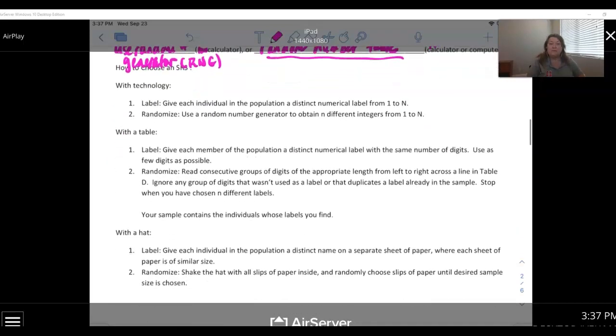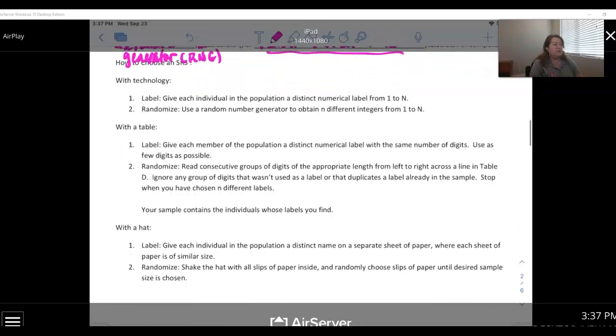So we want to be able to explain it. So here's the ways we explain it. If we're using technology, we want to give each individual in the population a distinct number, labeled from 1 to whatever. So if we had 2,000 10-year-olds in the United States, we would want to number them from 1 to 2,000. Then we want to do some kind of randomization where I randomly pick 100 of those numbers between 1 and 2,000 and use them.